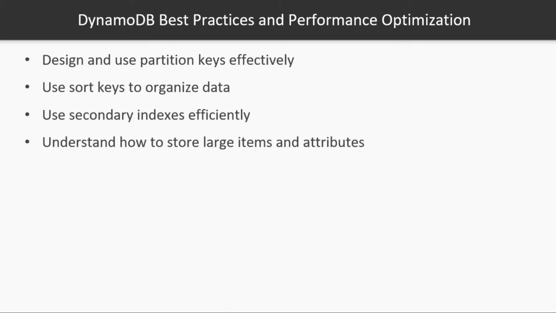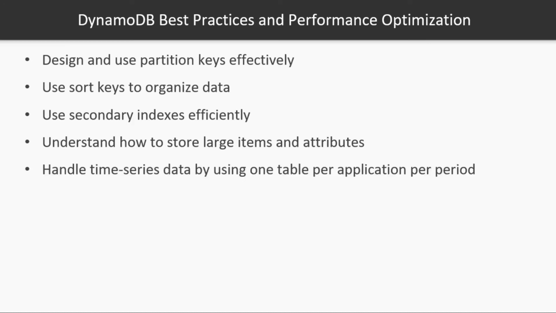Understand how to store large items and attributes. DynamoDB currently limits the size of each item that you store in a table. If your application needs to store more data in an item than the size limit permits, you can try compressing one or more large attributes or breaking the item into multiple items. You can store the item as an object in Amazon S3 and store the Amazon S3 object identifier in your DynamoDB item.